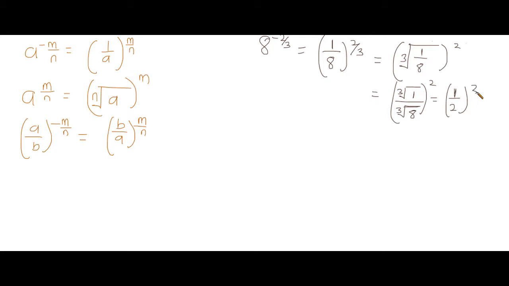And I can share the power because it is a fraction. This will be 1 squared over 2 squared, and this will be 1 over 4. So that's the answer. We've simplified this. So another similar example on fractional indices, whereby we have 16 over 81 all raised to power of minus 3 over 4.